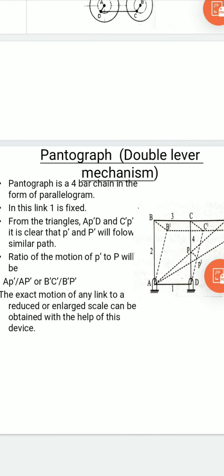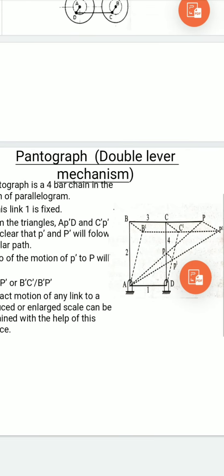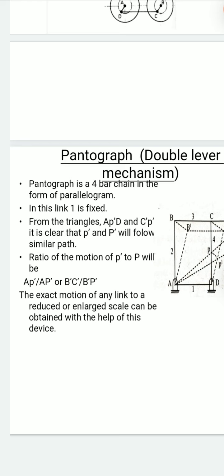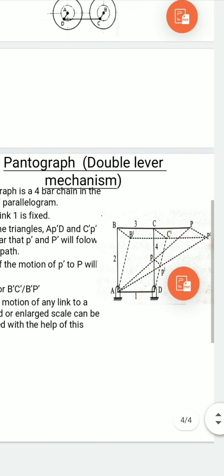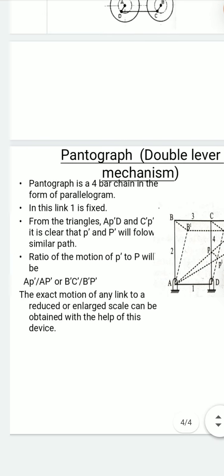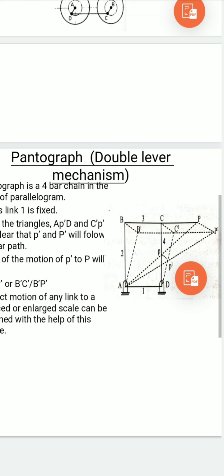You can see from the triangles A P dash D and C dash P dash in the sketch that it is clear that small p dash and capital P dash will follow the similar path. So ultimately, when you rotate or oscillate the link CD, the path traced by P and P dash will be a similar path. Therefore, this type of mechanism can be used to draw the figures in enlarged scale or reduced scale.